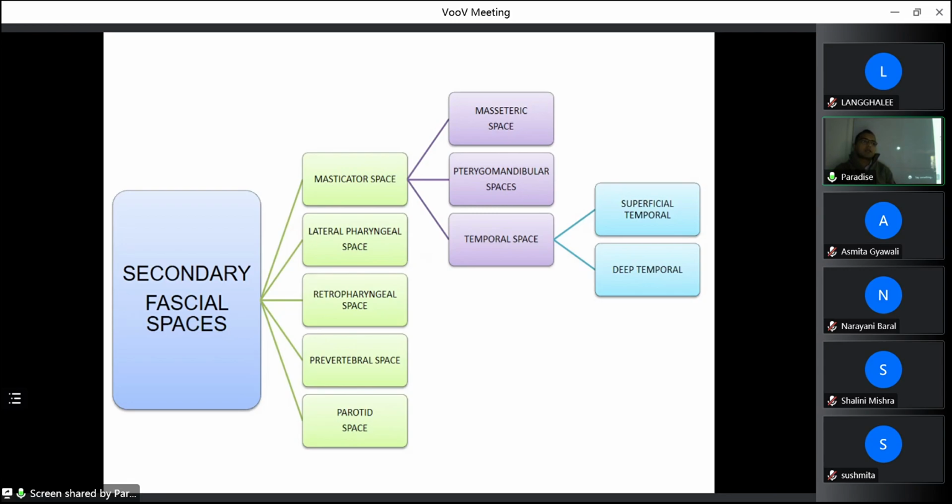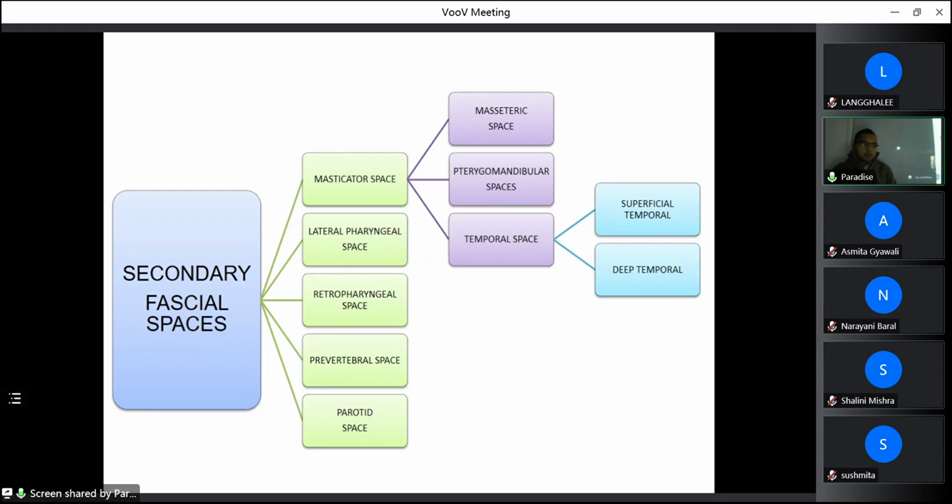It is present between the maxillary muscle and lateral surface of ramus of mandible. And there is pterygomandibular space. Pterygomandibular space is present between the medial surface of ramus and medial pterygoid muscle. Superiorly, there is lateral pterygoid muscle.